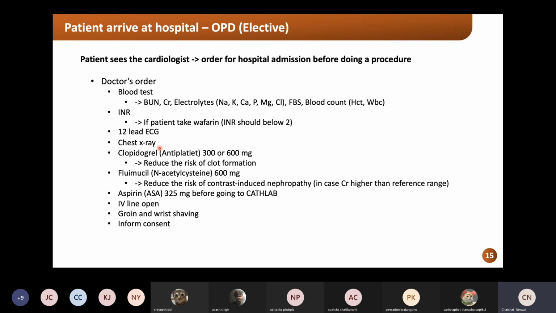And the last one is informed consent, because informed consent is very important. You always have to let the patient sign the consent form before doing the procedure, because it will protect us in case the patient sues us. So we always have the consent form to support and back us up.